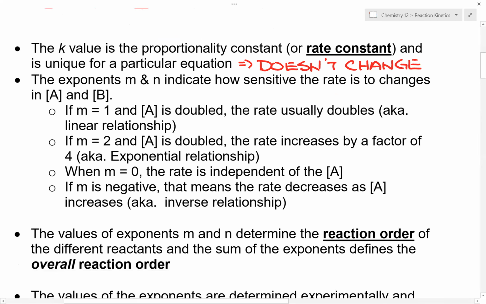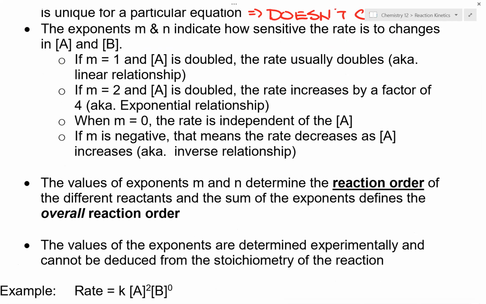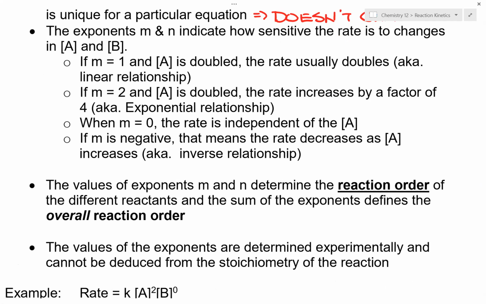Now, the values of the exponents m and n determine the reaction order of the different reactants, and the sum of the exponents defines the overall reaction order. The values of the exponents are determined experimentally and cannot be determined from the stoichiometry of the reaction.